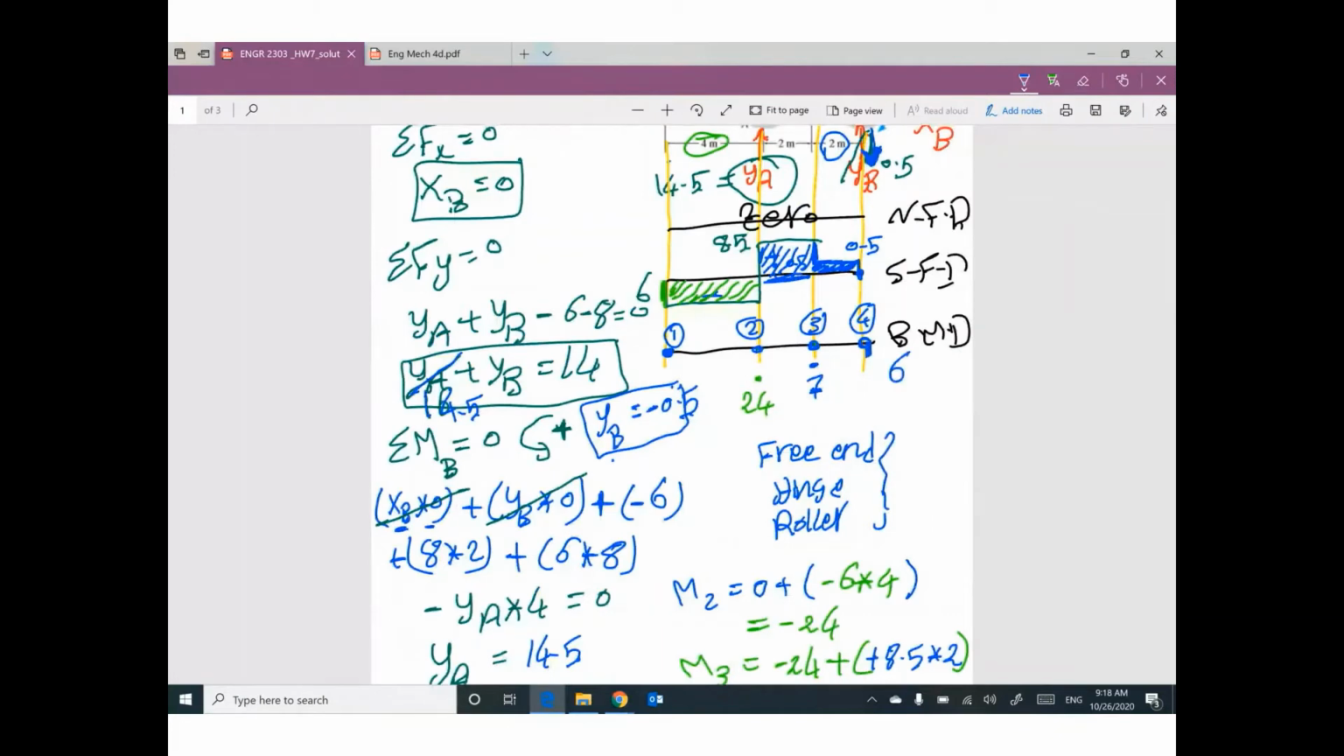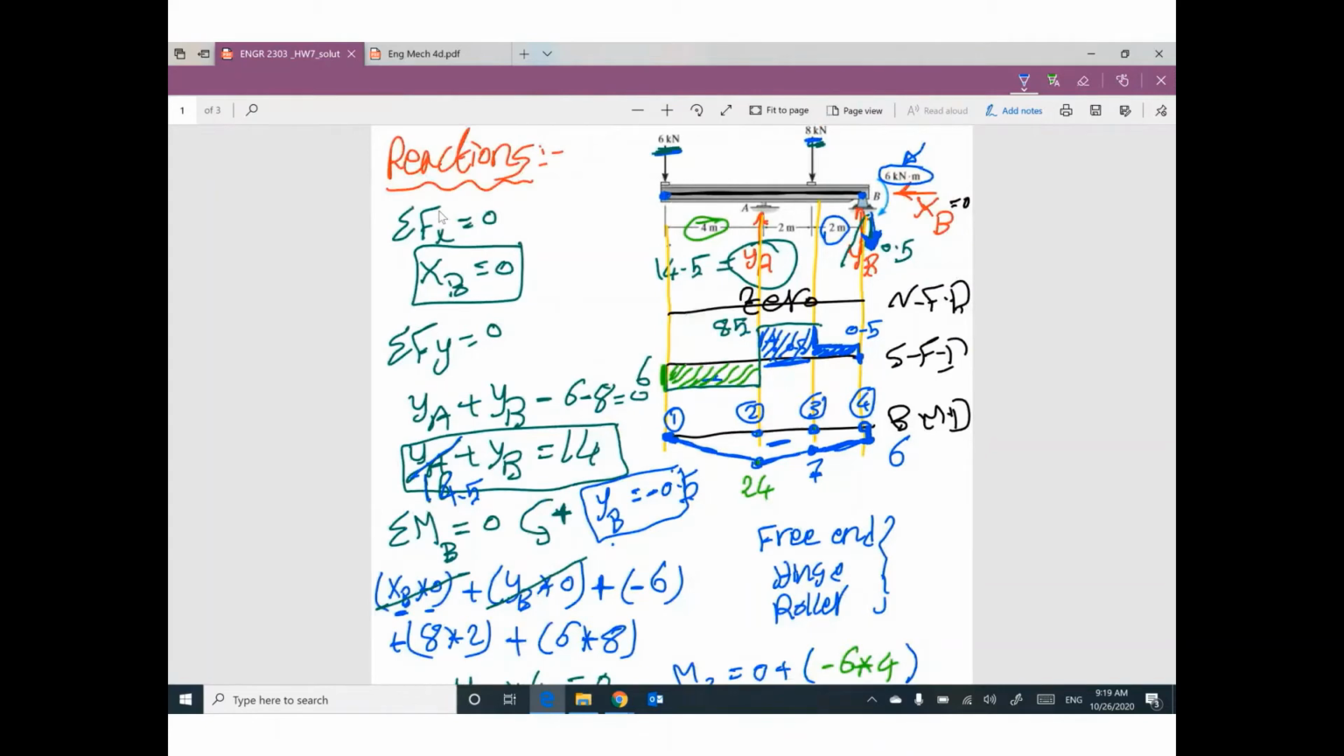From negative 6 to 7, from 7 to 24, from 24 to 0, I'm going to draw lines. Connect these values by lines. This diagram can be called the bending moment diagram.